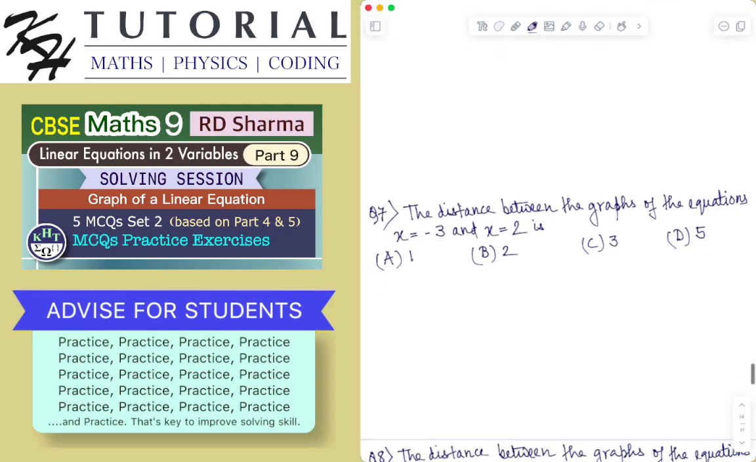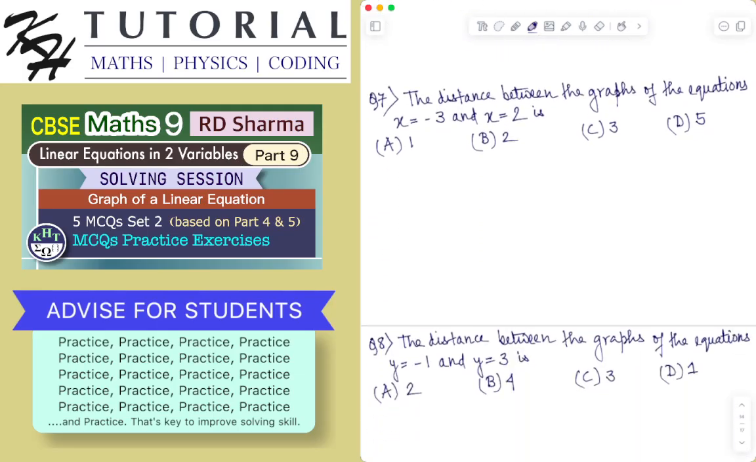Let's see question number 7. The distance between the graphs of the equations x equals minus 3 and x equals 2 is. Now, you must always be very clear in drawing the graph of equations of the form x equals a or y equals b. They are lines parallel to the y-axis or x-axis.